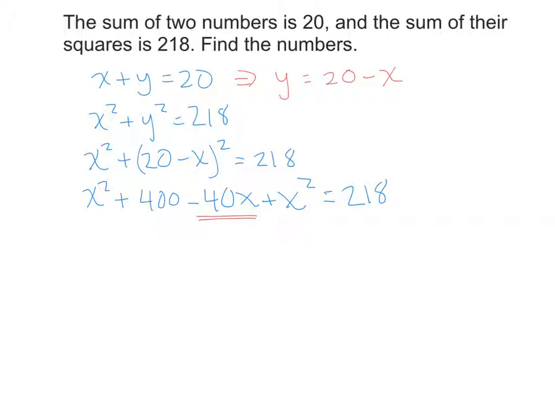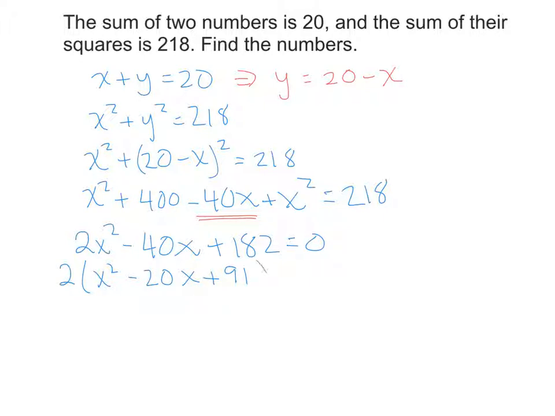So now our job is to collect these things, and we're going to have 2x squared minus 40x. And after subtracting 218 from both sides and cleaning that up, we'll have plus 182 equals 0. Double check that for yourself. Remember, what we're doing is collecting our x squareds, and then we're subtracting 218 from each side. 400 minus 218 is 182. Our first step then is to factor out the greatest common factor, which will make factoring it easier. So that's going to give us x squared minus 20x plus 91 equaling 0.